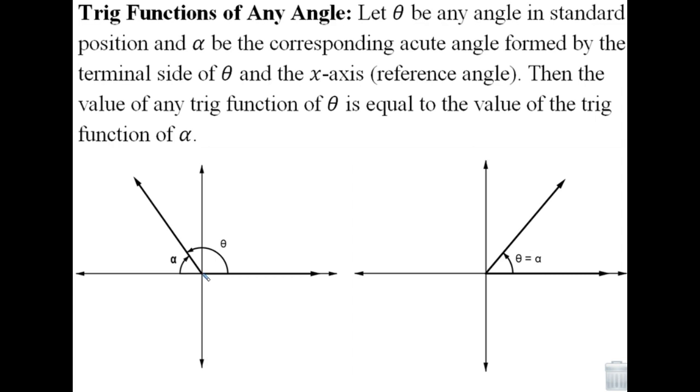We'll always make the alpha reference angle with the terminal side of our angle and the x-axis. Then the value of any trig function of theta is just equal to the value of the trig function of alpha. So instead of evaluating our trig function for this theta greater than a right angle, we'll use the acute angle alpha, which allows us to make a right triangle and apply our same trig definitions. The reason we always use the x-axis is that when we're talking about acute angles, theta will just be equal to alpha, and our original trig definitions will apply.